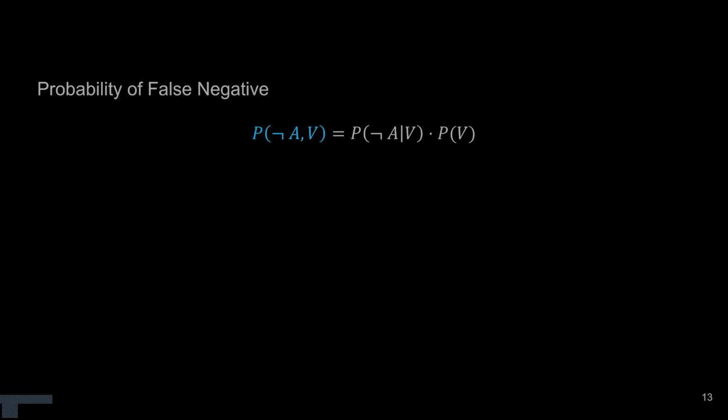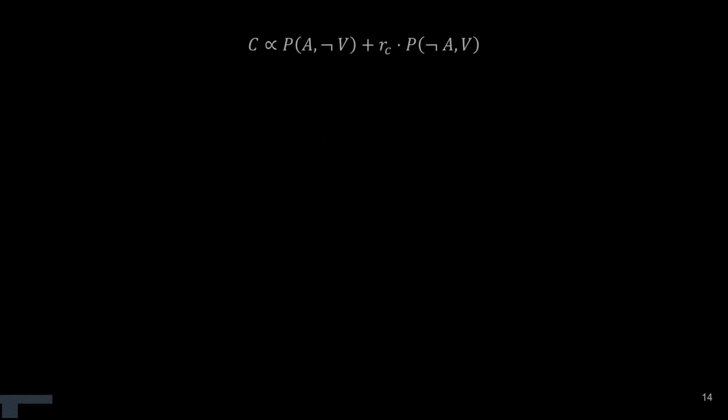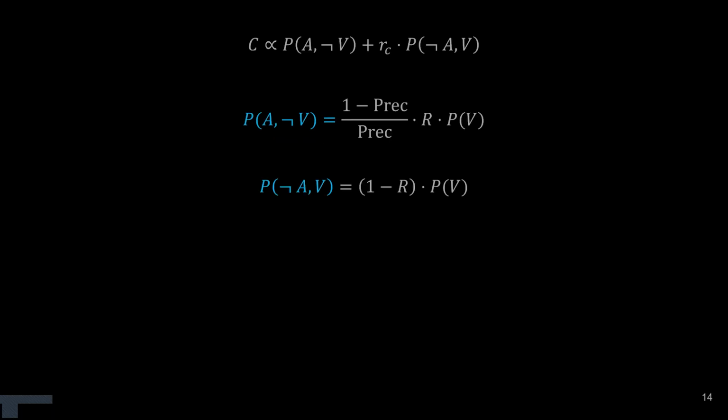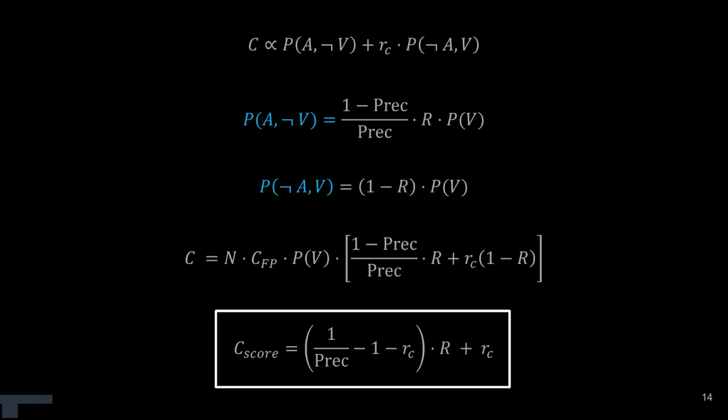And similarly, you can try to rewrite the probability of false negative also in terms of recall and the base rate. And then we combine these two together. So this is what we got in the previous two slides. And we put it back in the original equation there to get this expression for the cost score.